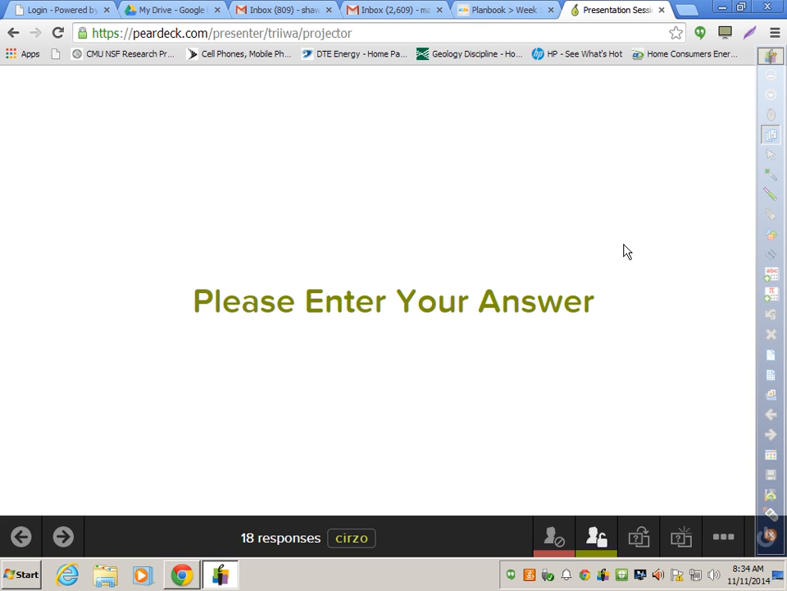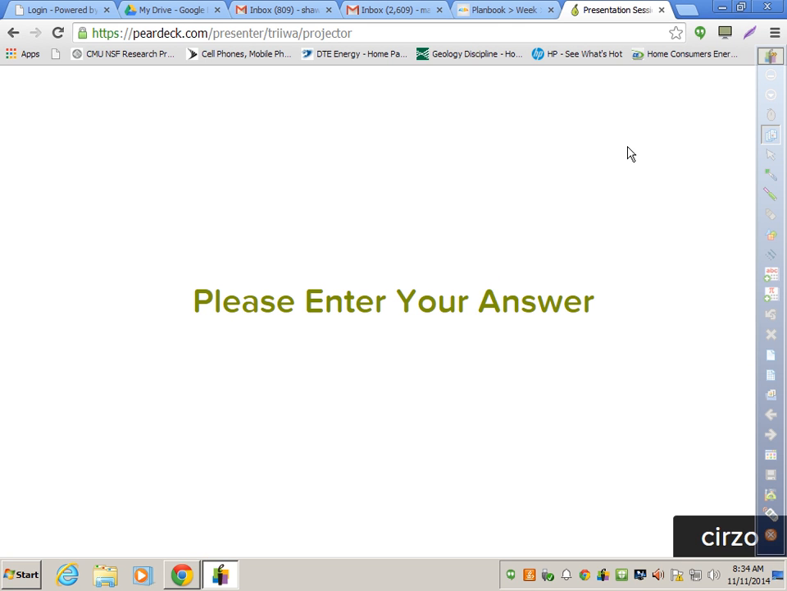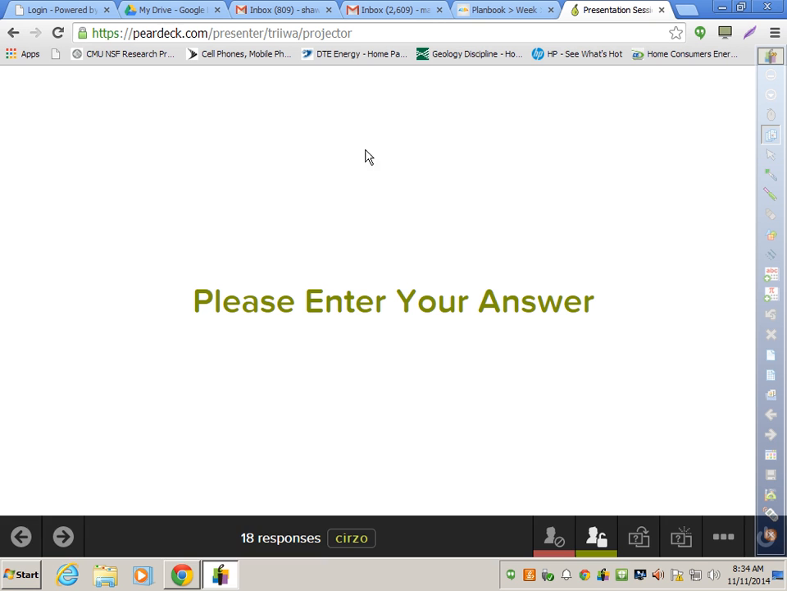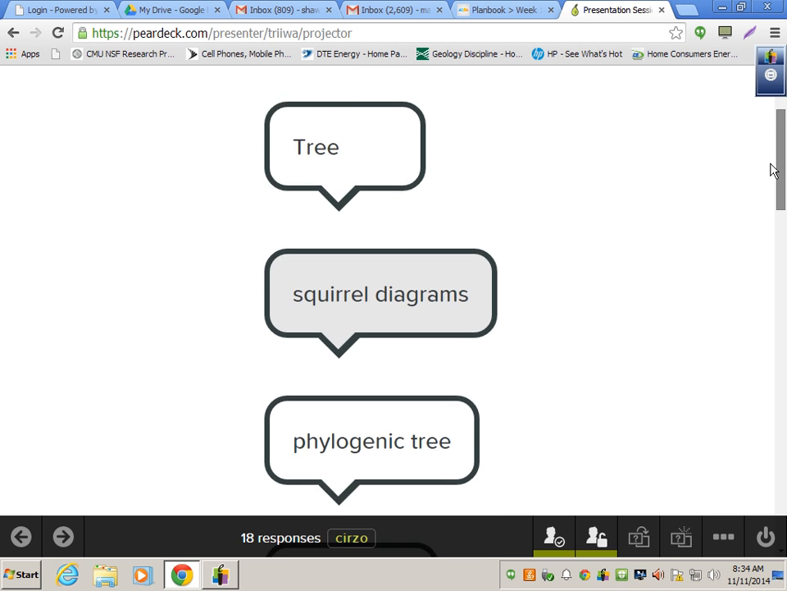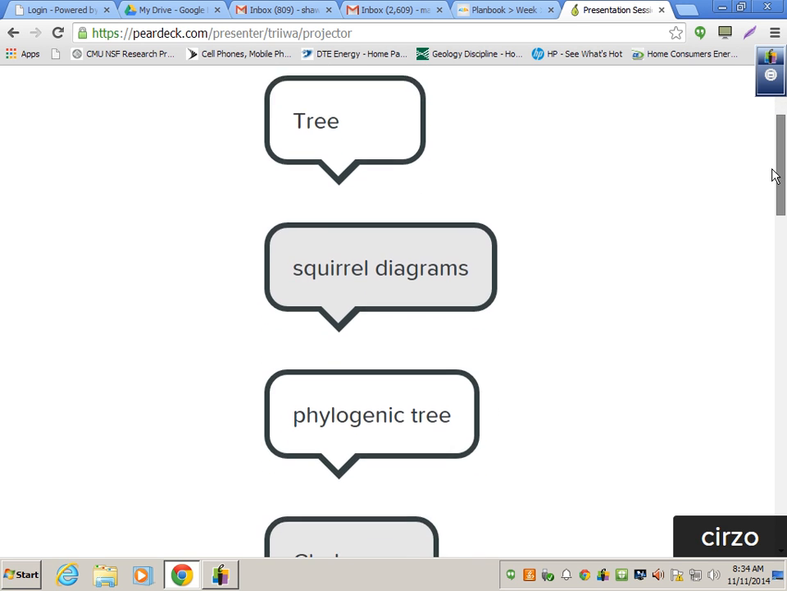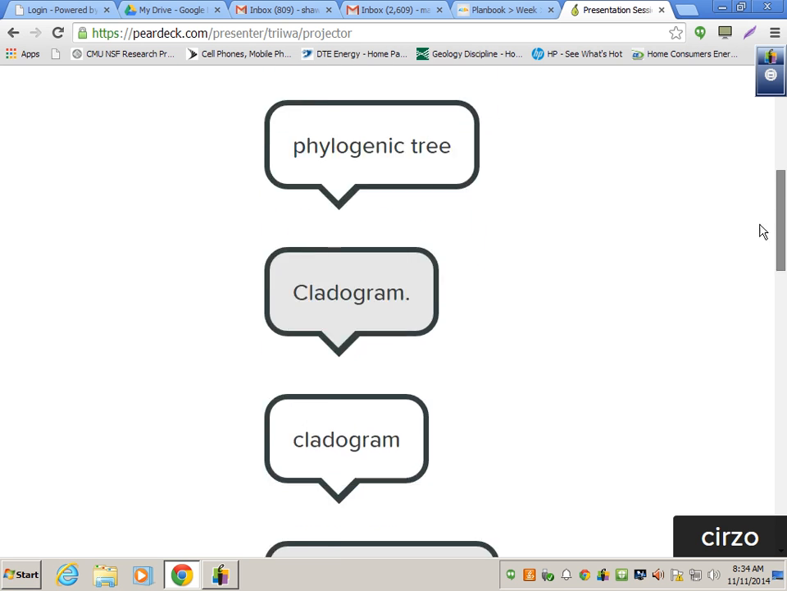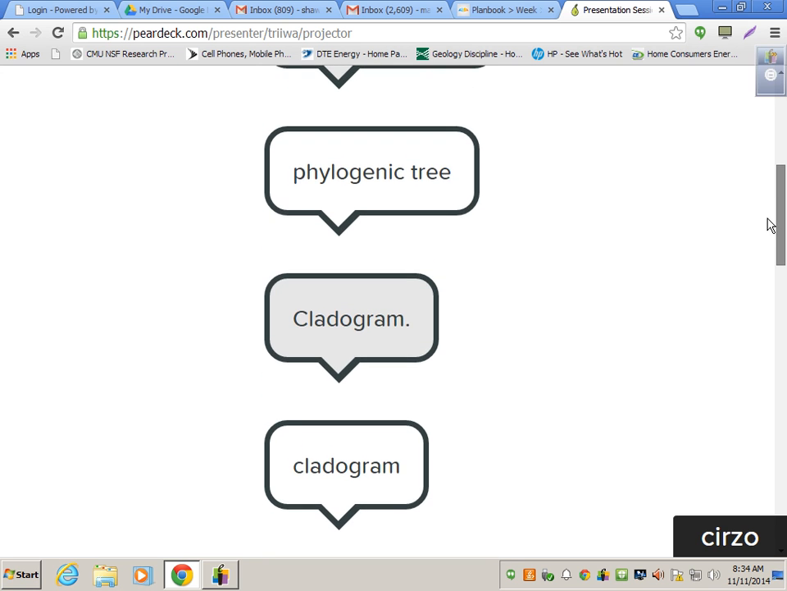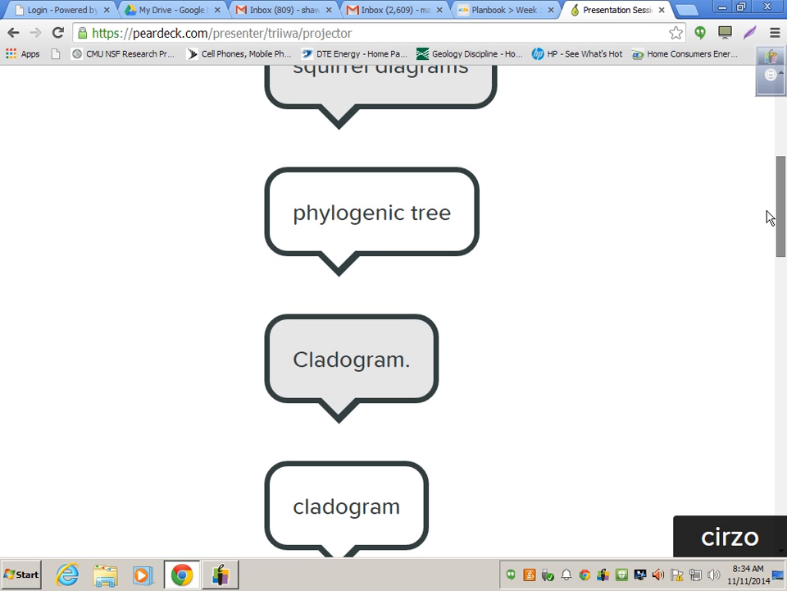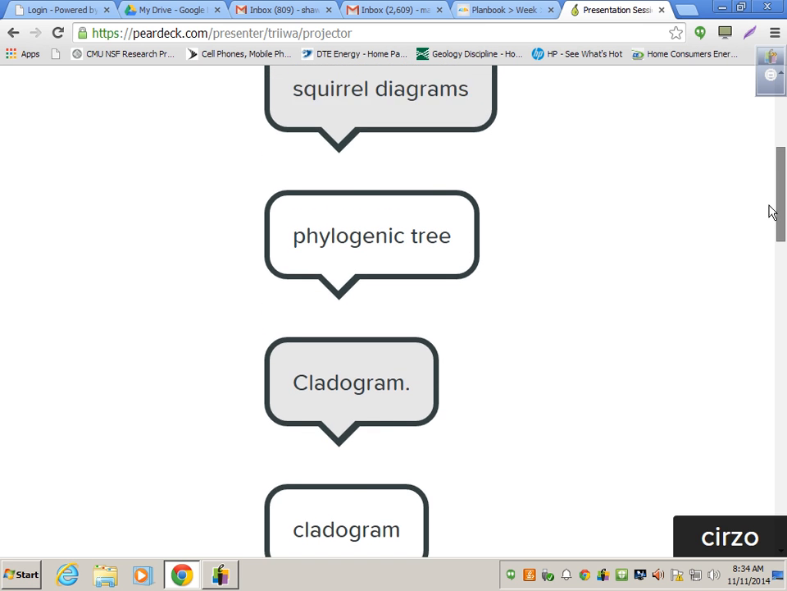I asked you to tell me the type of diagram that's created based on the molecular differences of similar organisms when we talk about phylogeny and things of that nature. Let's see what you all came up with. Yay, a cladogram. Perfect, right off the bat. A squirrel diagram, a tree, okay. Close with a phylogenetic tree. Actually, a cladogram is a type of phylogenetic tree based on the molecular differences of similar organisms.